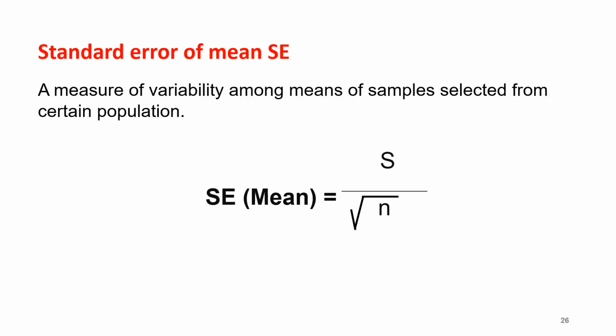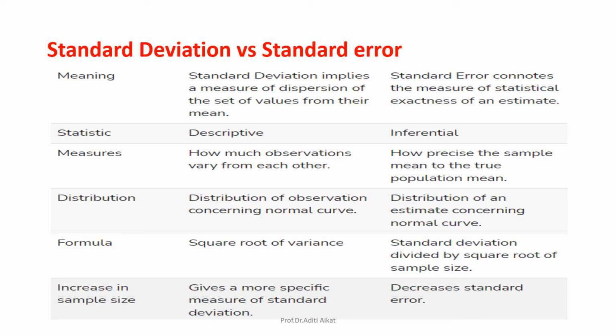Now, what is standard error of the mean? It is a measure of variability among the means of samples selected from a certain population. Standard error of the mean is S by root over n. Here S is the standard deviation. So how are standard deviation and standard error different or similar? Well, standard deviation implies a measure of dispersion of the set of values from their mean, and standard error connotes the measure of statistical exactness of an estimate.